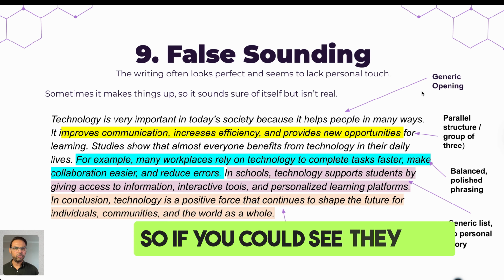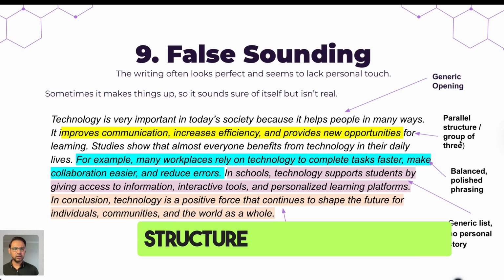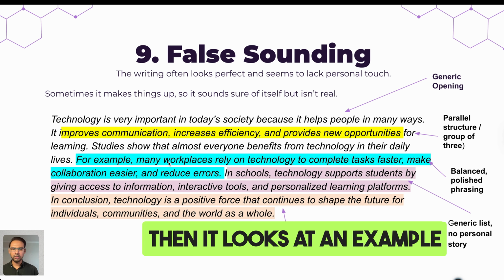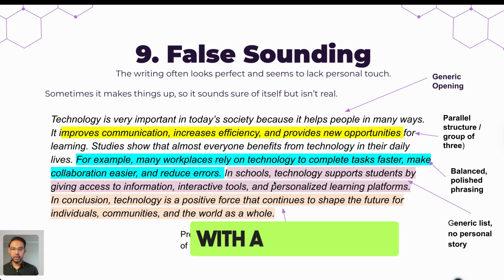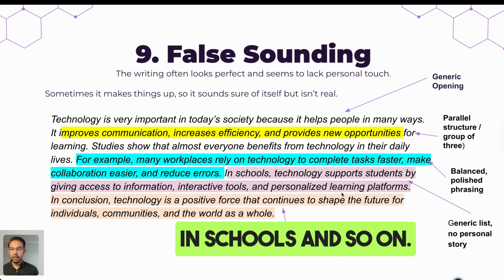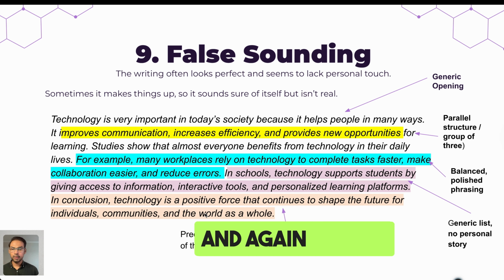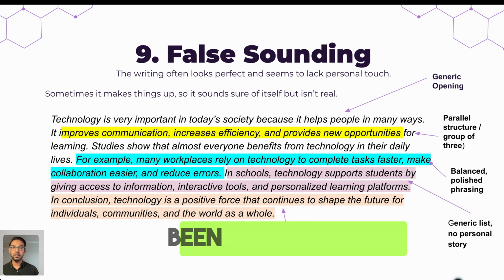So if you look, they have started with a generic opening and there is a parallel structure, which is a grouping of three words. Then it gives an example which looks quite balanced as well, and then it comes up with a generic list. So for example, in schools, it talks about how it looks in schools and so on. Then a conclusion which might be quite predictable, and again there is grouping, right? So you can easily pick up on the structure, how the writing would have been generated by AI.